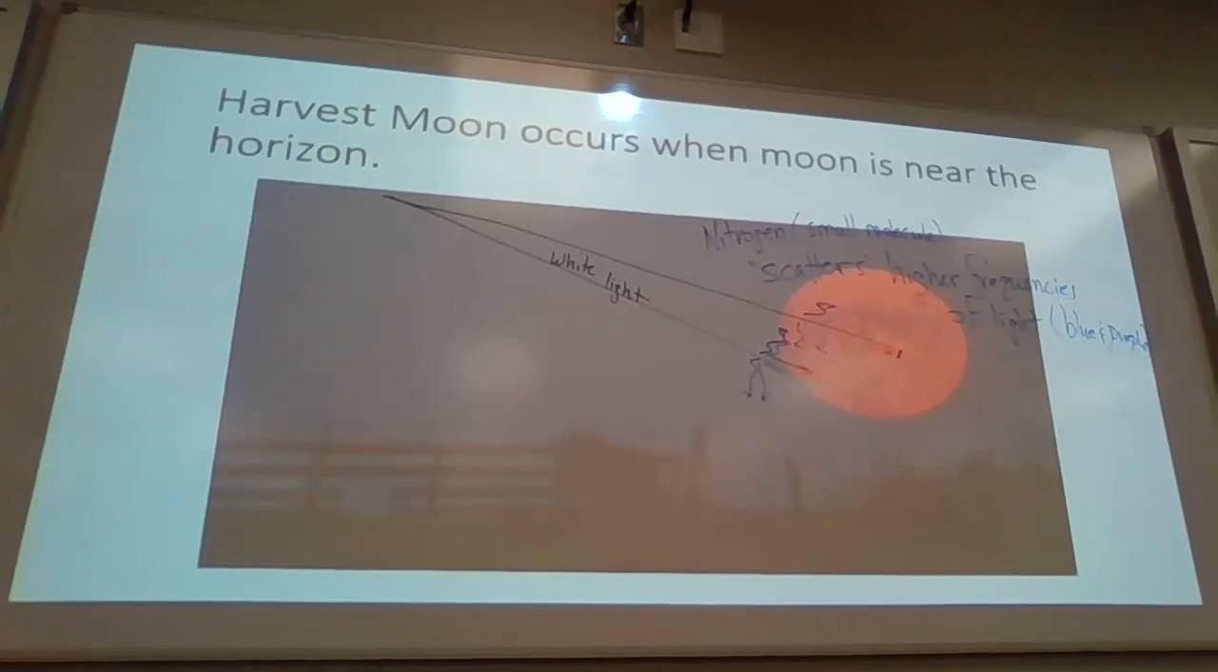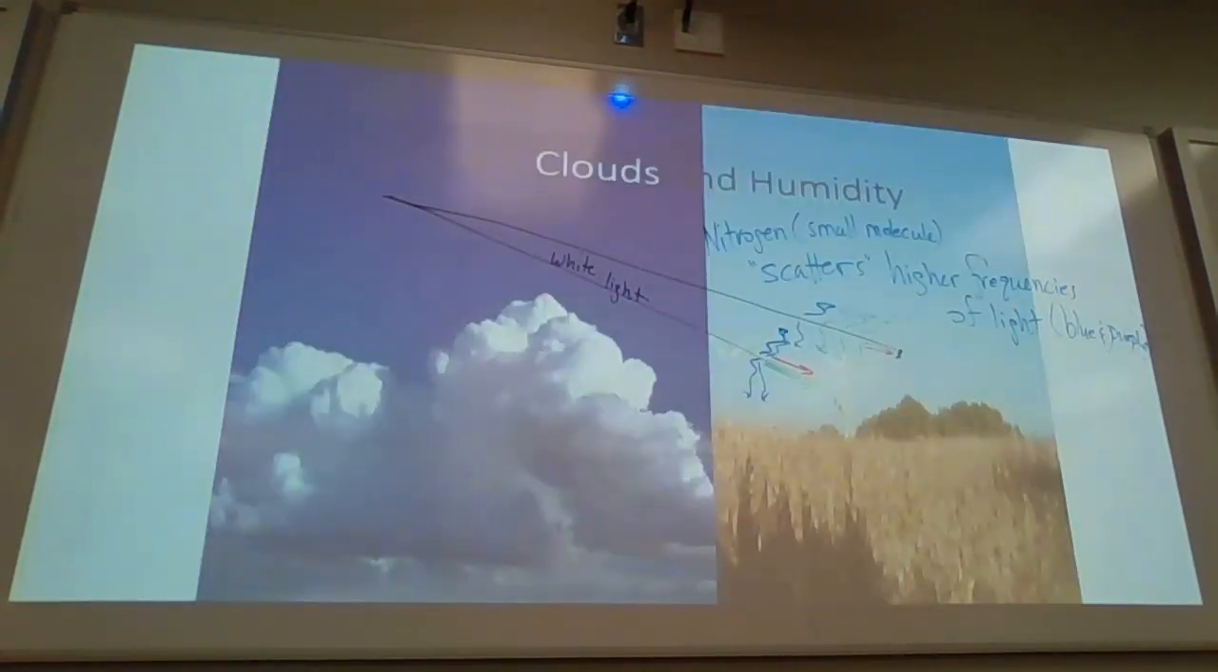All right, so the harvest moon. Don't stress, you're fine. The harvest moon happens when the moon is near the horizon. As it rises up in the sky, it becomes more white. This does the same thing as the sunset. It's going through more atmosphere. Does the moon shine by reflecting the light off the sun? Yep.